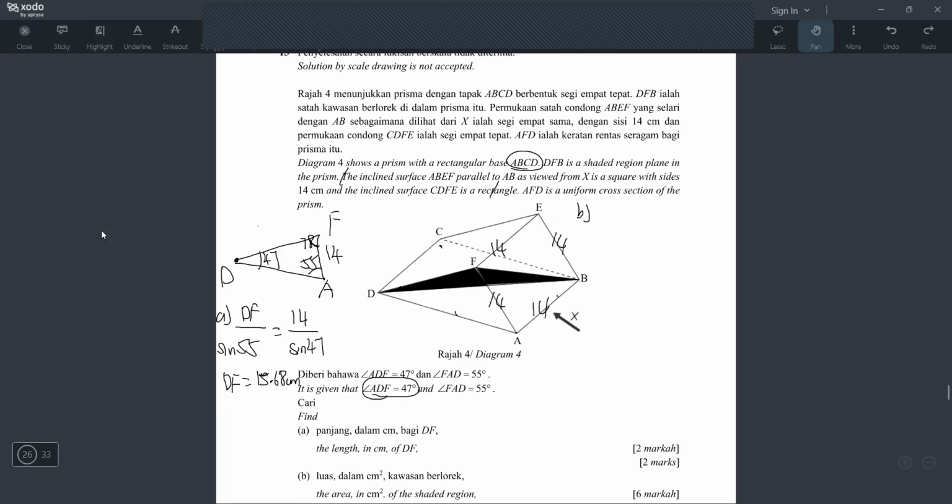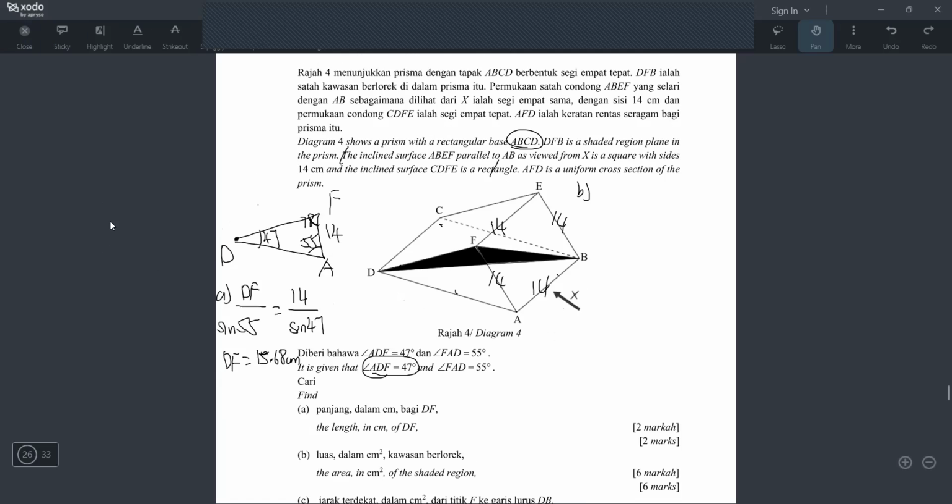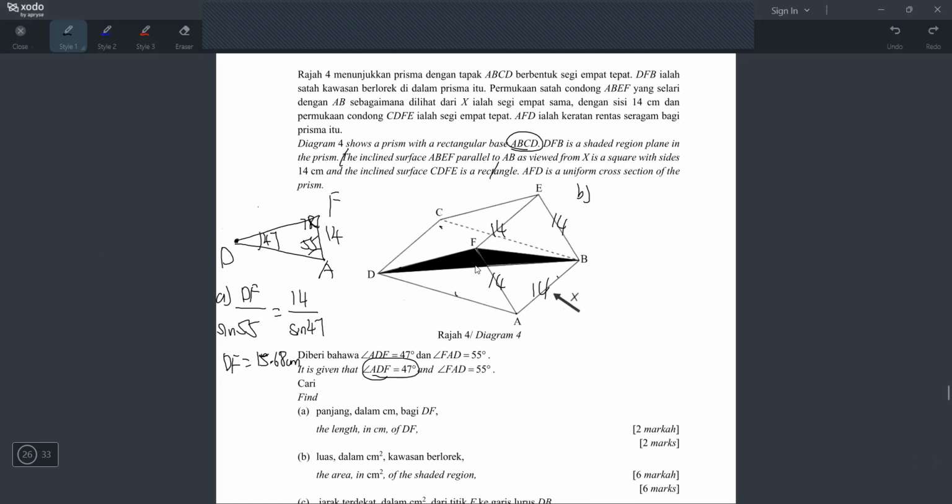Okay, now we do B. B wants you to find the area of the shaded region. You have to take out this triangle, or else it will affect your judgment, because this is a 3D diagram. So let's take out this shaded region triangle, which is the BFD triangle. So BFD. And in order to find area, the formula we use here is 1 over 2 AB sine C.